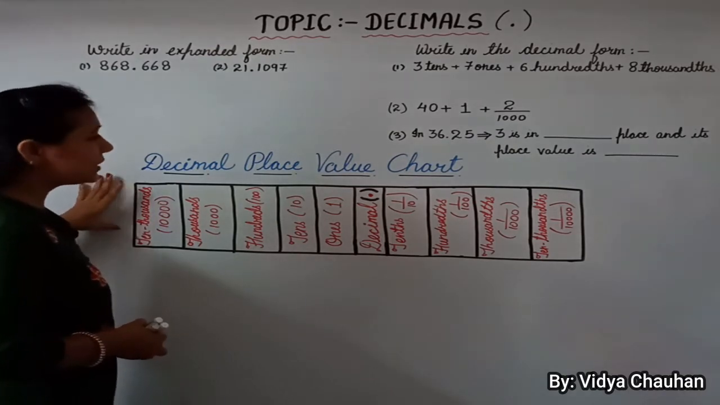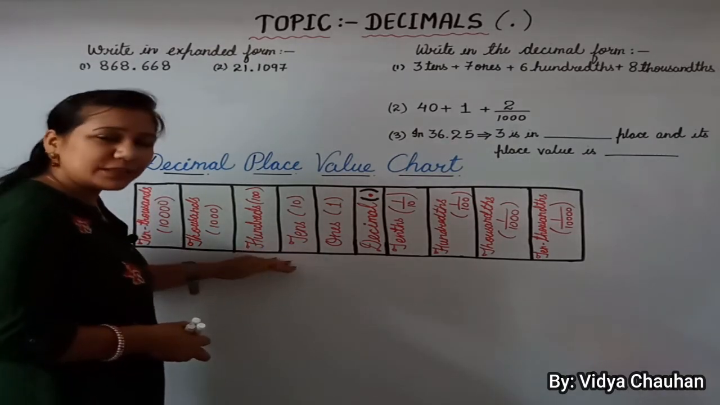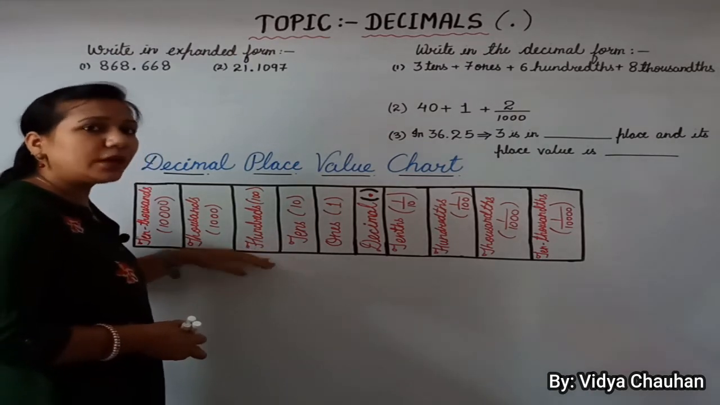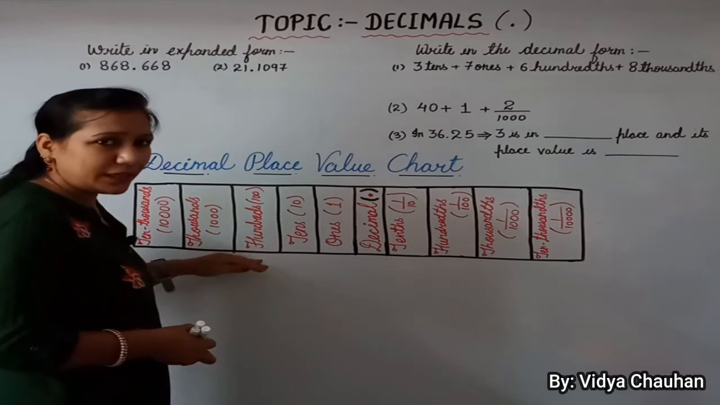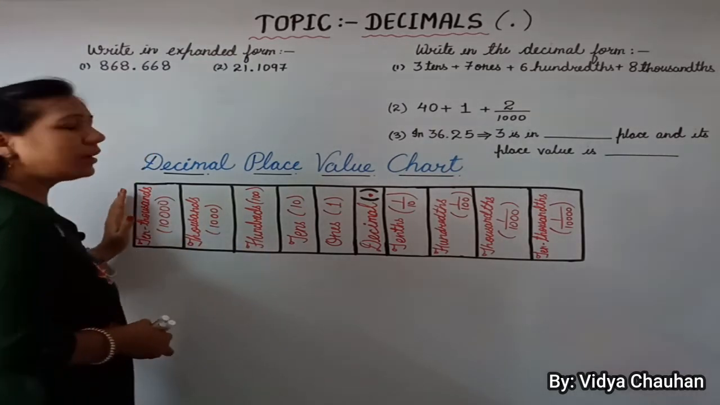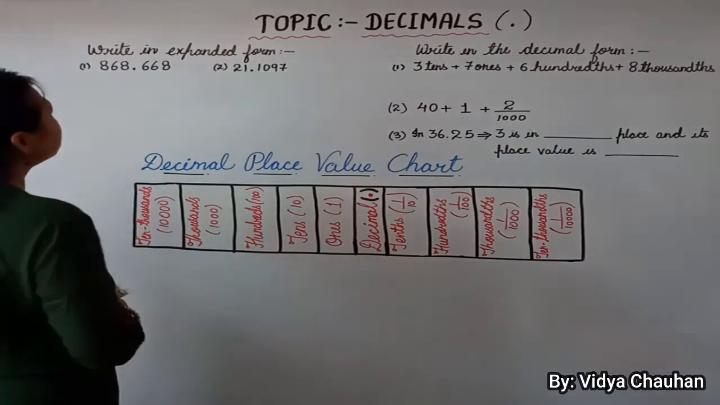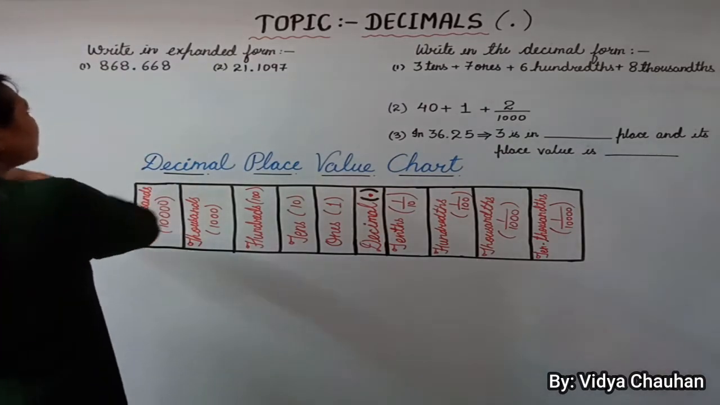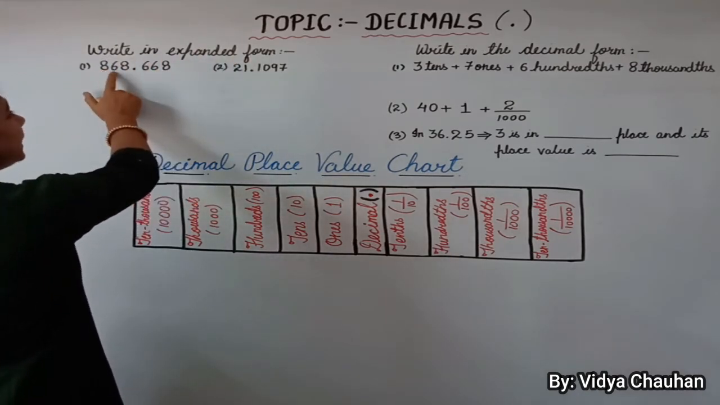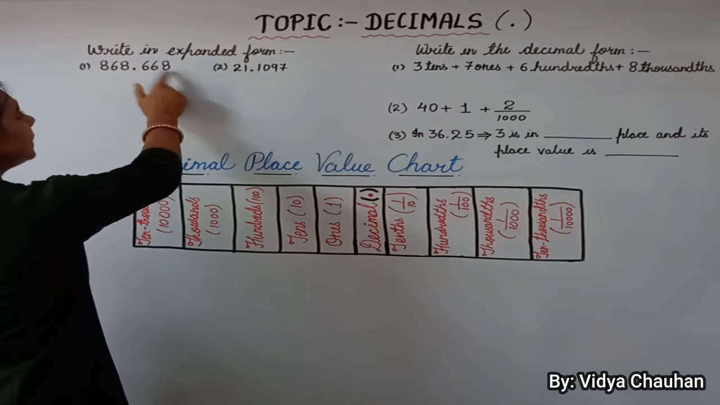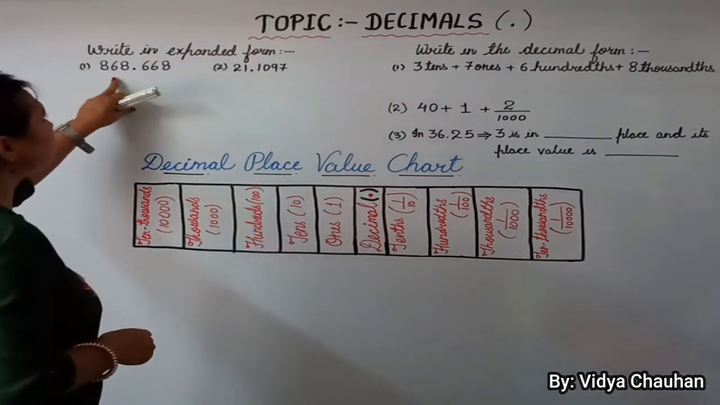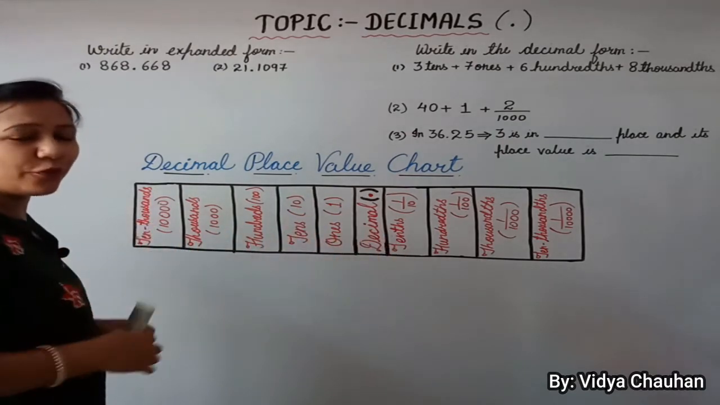So that is why you can see that I have drawn the decimal place value chart for you all. There is no need to draw the chart again and again in your notebook, but yes, try to understand the concept by using the place value chart. So let us start with the first question, and the question says write in the expanded form, and our first part is 868.668. So this is the number given to you, and we have to write this number in its expanded form.